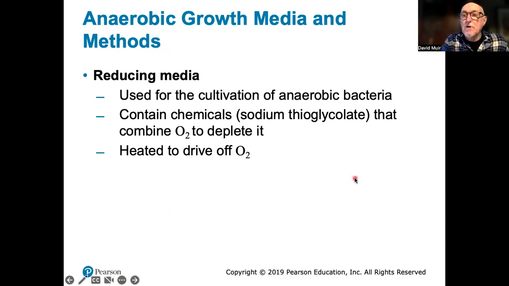And the most common way to do this is to use this substance here, sodium thioglycolate. It binds all the oxygen present, so none is available free in the medium. We heat it up first of all to drive off any small amount of oxygen that might be present. Then we allow it to cool, and we usually take precautions not to disturb it, not to shake it around or anything.